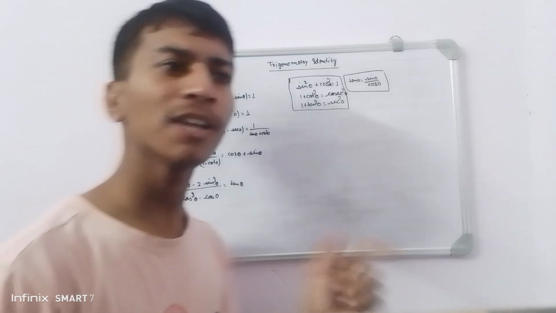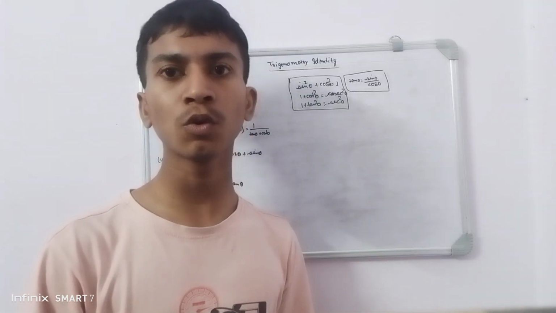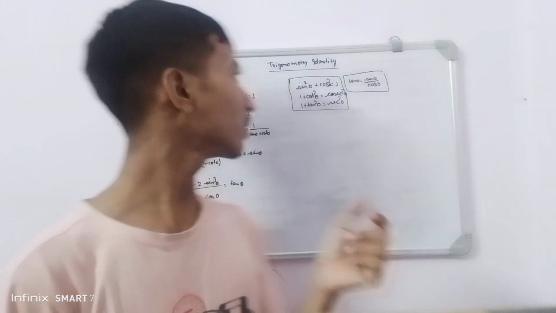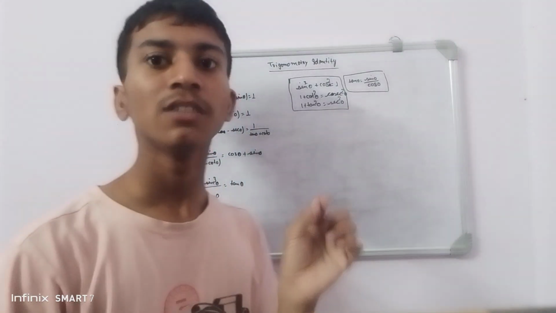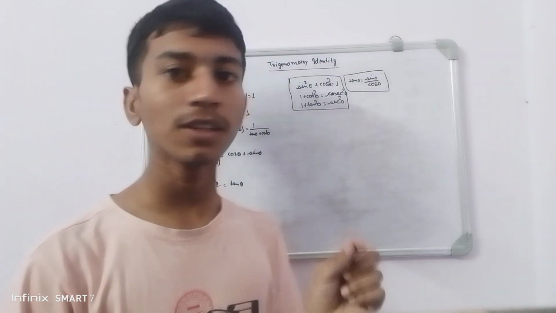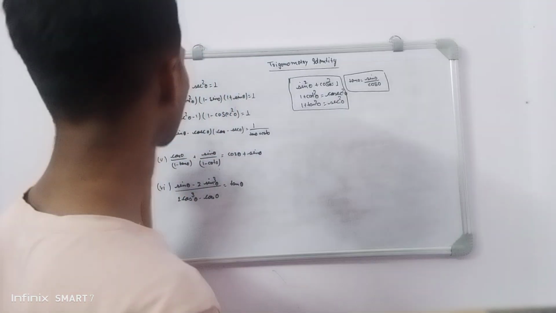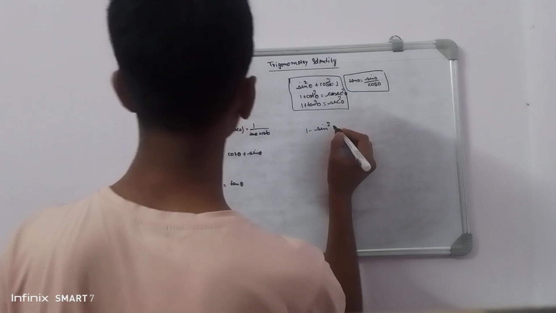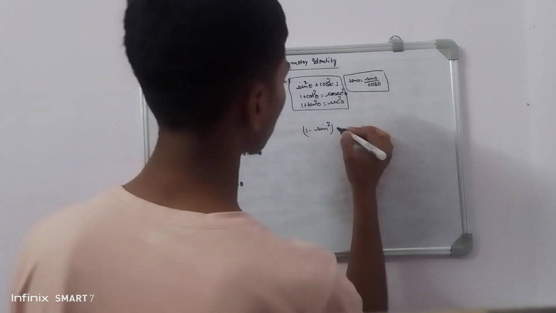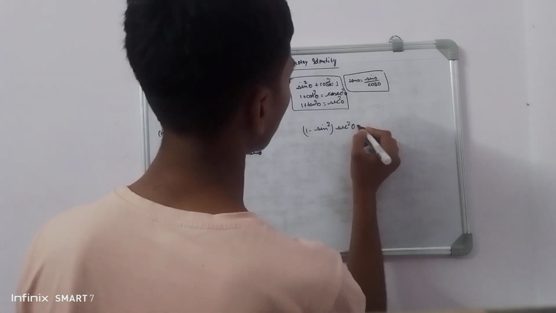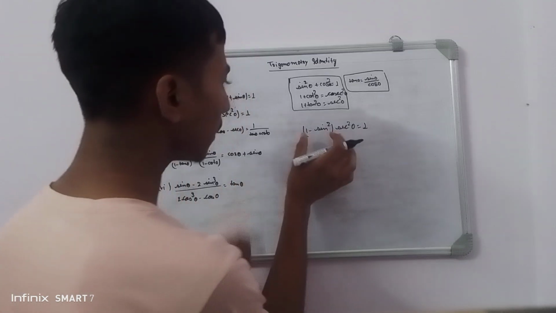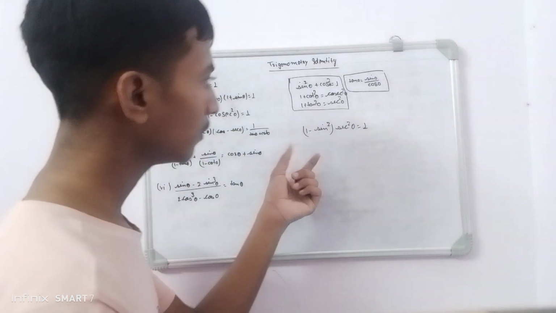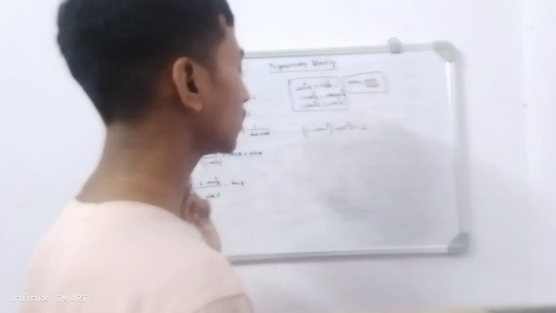First of all, whenever you are going to prove any trigonometric identity question, you have to find out what you are getting. Suppose the first question is 1 minus sine square of theta, into sec square of theta, is equal to 1. That means we have to solve this side and get the answer 1, so we have to prove that this side is also equal to 1.